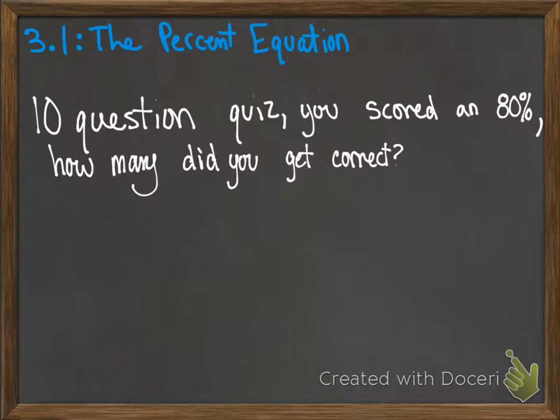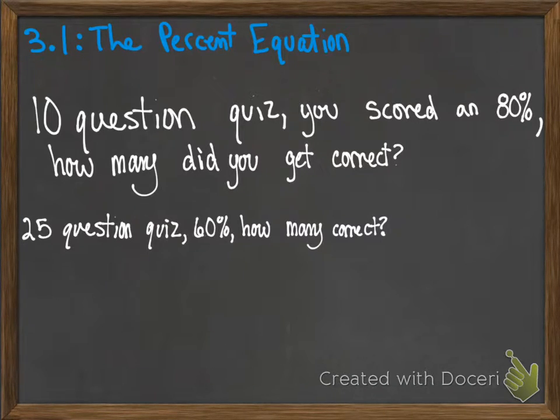Before we talk about the percent equation, let's just throw out a couple of scenarios. Let's say you had a 10-question quiz, you scored an 80%, how many did you get correct? I know a lot of you right now can just be like, 8. I got 8 out of 10, that's an 80%, and that's great. Let's talk about why that works though, all right? So we'll throw out one more scenario.